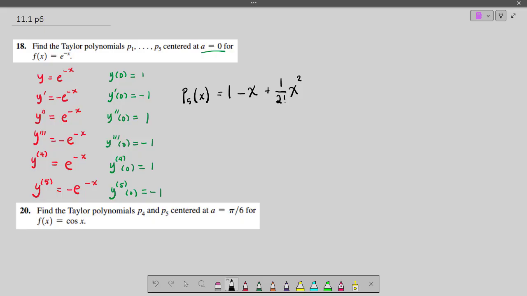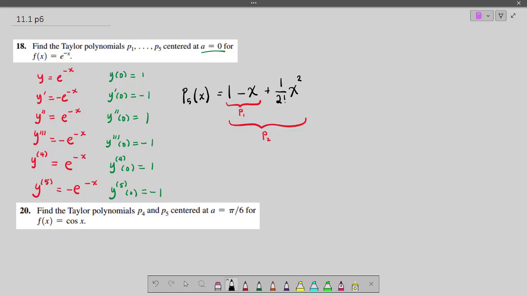So here is p sub 1 right here. Here is p sub 2 right there. So we can just write p sub 5, and the others are pieces of it.